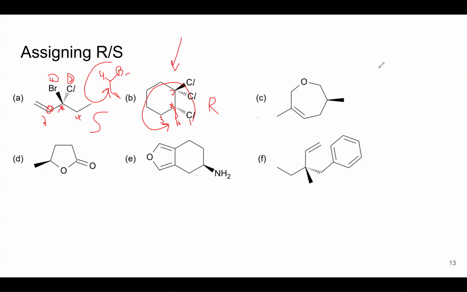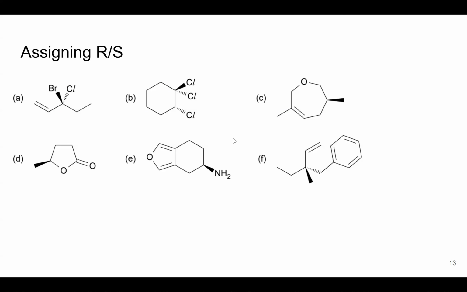You can try to label the other chiral centers from part C to part F. Maybe I will post the answer in the comments. If you comment your answer down below, I will check that for you. Okay, you can pause the video here to take a look, and when you are ready, we can move on to the next part.